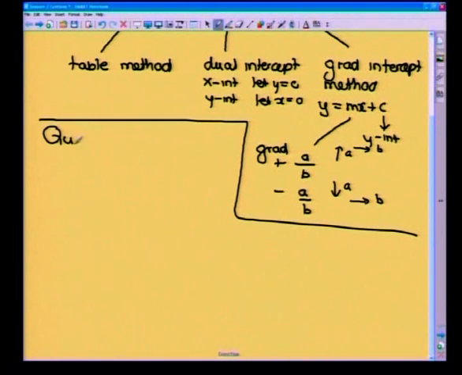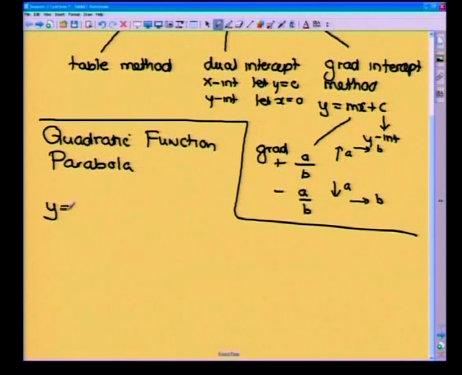Right, the next function we learnt about last year is the quadratic function or the parabola. Quadratic meaning power 2. Better known as the parabola. Again, we have two formats of this. The one is y equals ax squared plus bx plus c. And the other format is y equals a times x minus p all squared plus q.